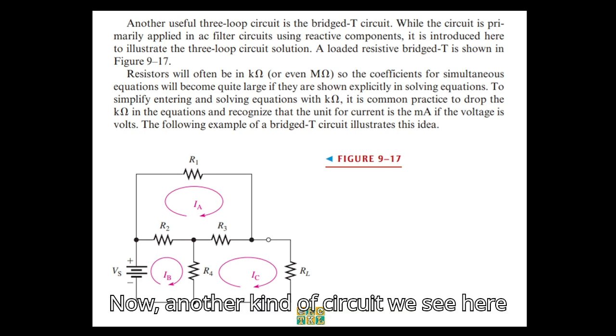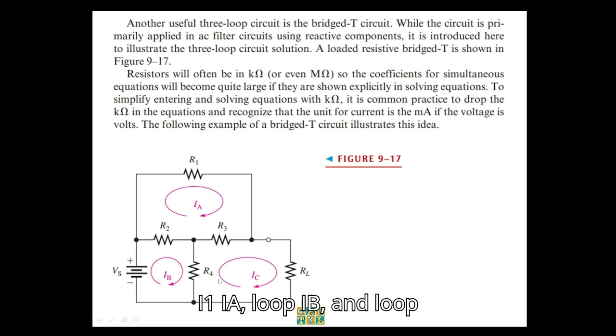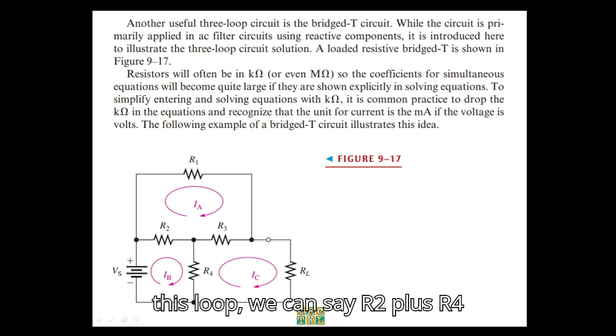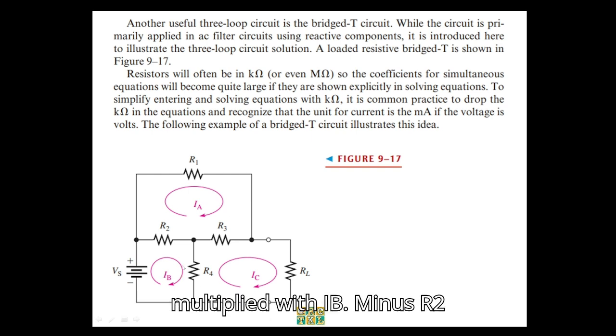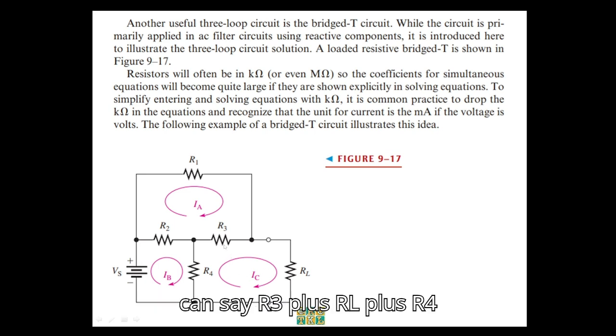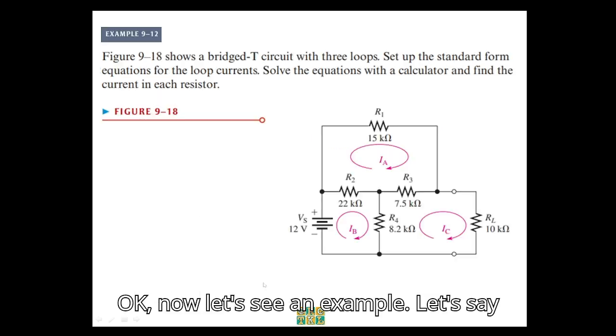Now, another kind of circuit we see here involves three loops: loop IA, loop IB, and loop IC. We can say R1 plus R3 plus R2 multiplied by IA, minus R3 multiplied by IC, minus R2 multiplied by IB for this loop. For this loop, we can say R2 plus R4 multiplied by IB, minus R2 IA, minus R4 IC, minus VS equals 0. And on this side, we can say R3 plus RL plus R4 multiplied by IC, minus R3 IA, minus R4 IB equals 0. Okay? Now, let's see an example.